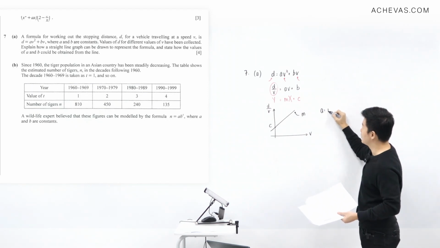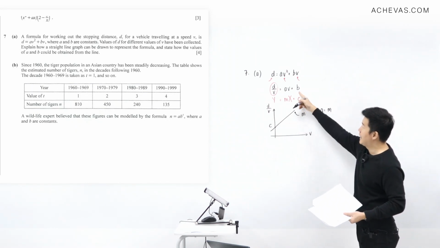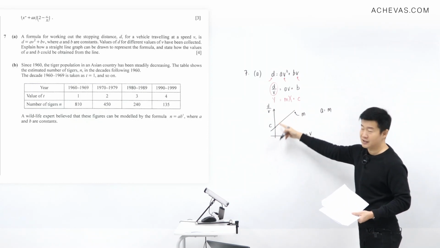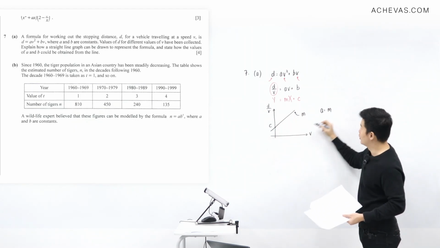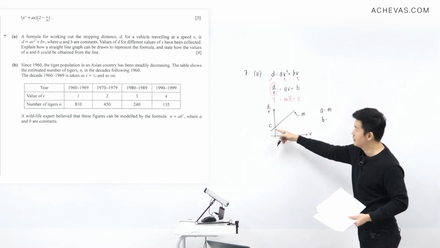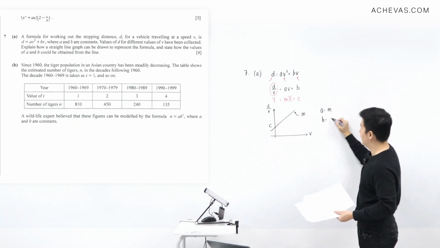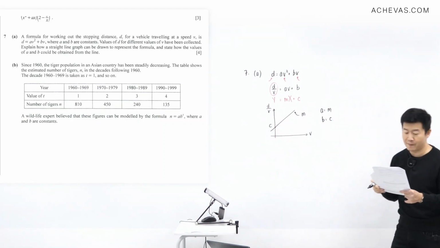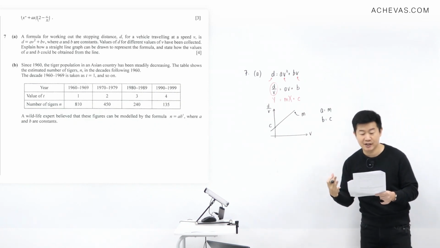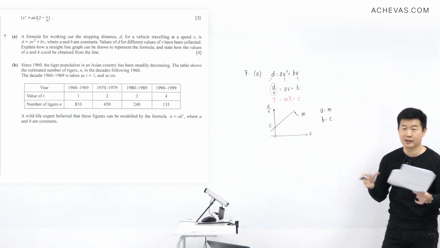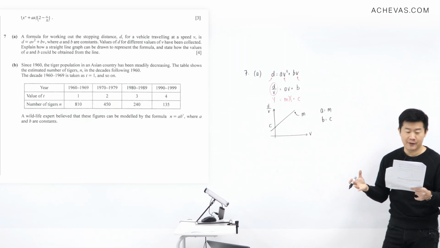So a is going to be equal to the gradient that is on the line, and b is going to be this vertical axis intercept here. So b I can obtain by finding the vertical intercept that is on this line, and that will give me the value for b. So this will be the explanation that I'll be giving to part A. You can take a look at my PDF solution.